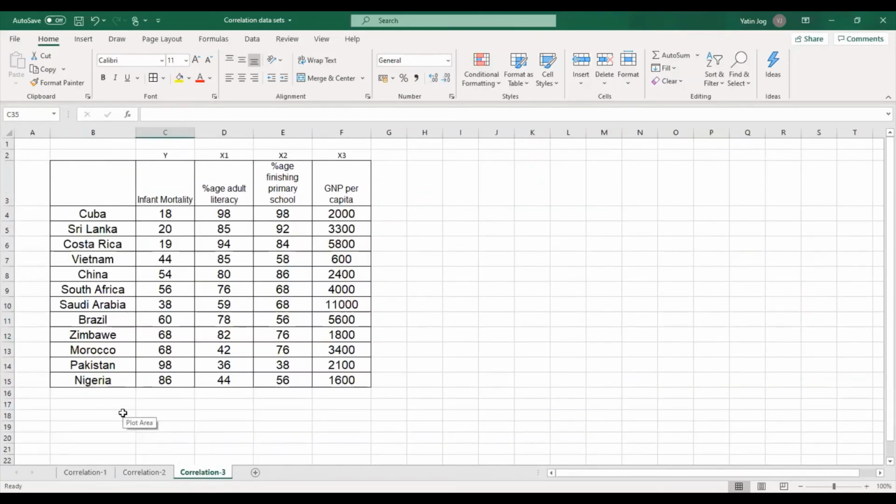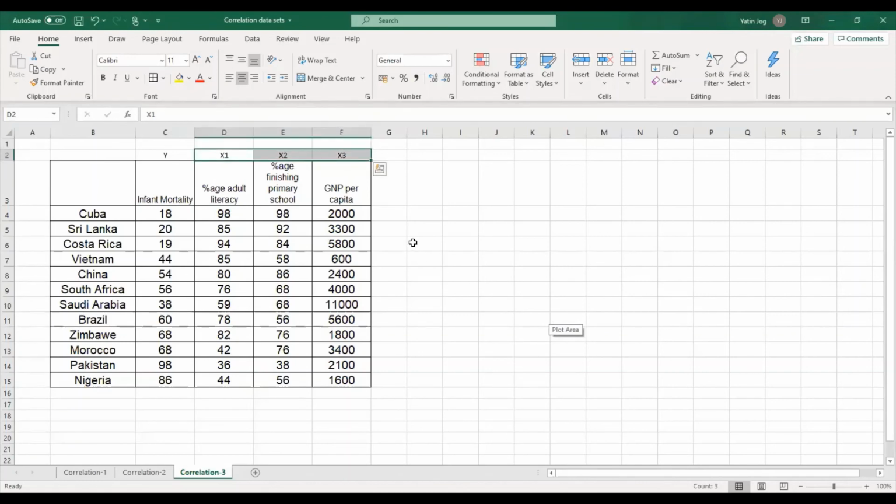If you go to the next sheet, you will find one dependent variable Y, which is infant mortality, and multiple independent variables. In this case, we have three independent variables, X1, X2, and X3. X1 is the percent adult literacy, X2 is the percent primary school level, and X3 is the GNP per capita. Now I am trying to predict Y with the help of these three variables, X1, X2, and X3. So we are doing multiple regression.